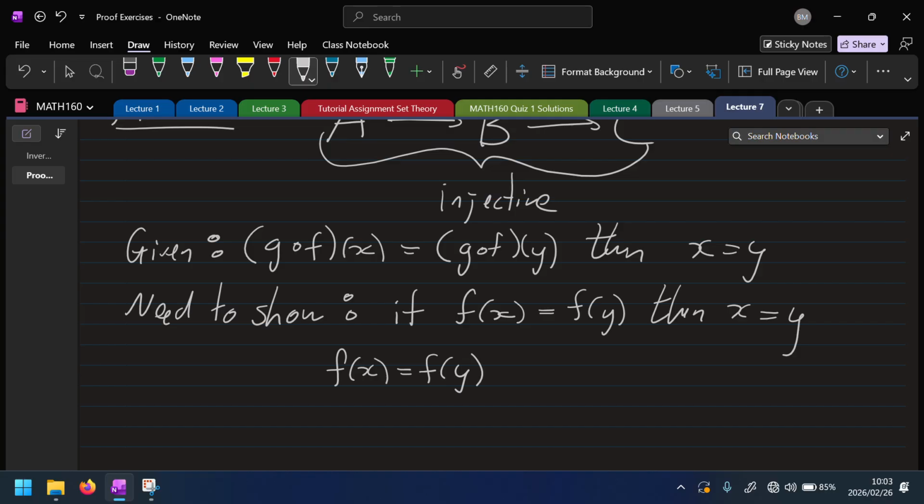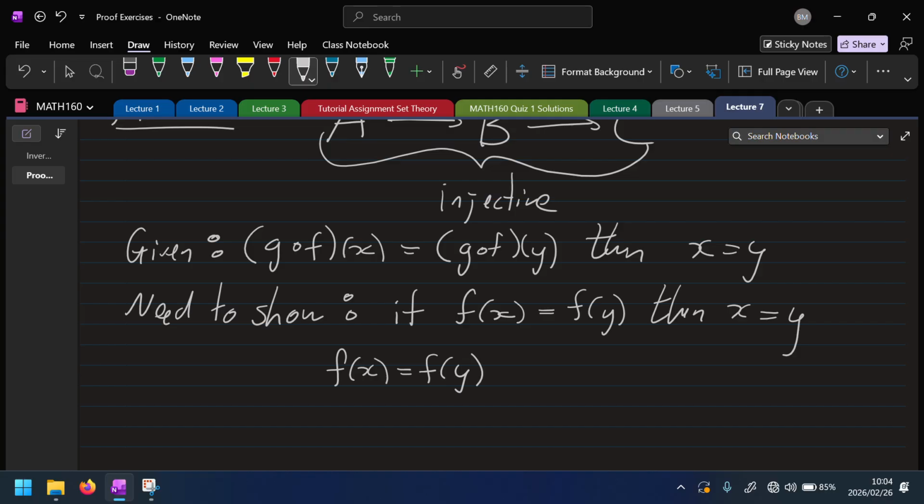Okay, so we want to show this, and we're given that. There's only one thing that we can do with that given information. Since we have given that g of f of x is equal to g of f of y, then x is equal to y. That's right. And then we need to show that if f of x is equal to f of y, then x is equal to y.